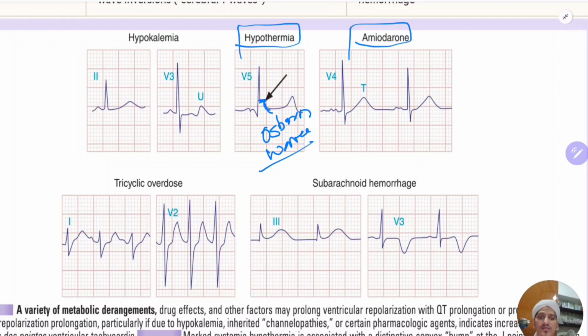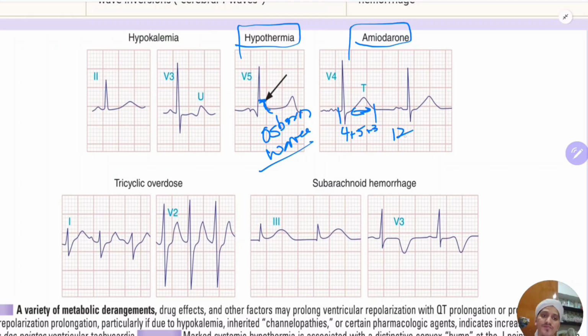Next, amiodarone toxicity. What you see is QT prolongation and widened T wave. You can see T waves are widened, and there is prolonged QT interval. How much is it prolonged? Let us see. This is 3, this is 5, and this is again 4 or 3. 4 plus 5 plus 3. So 8 plus 12. So 12 small squares.